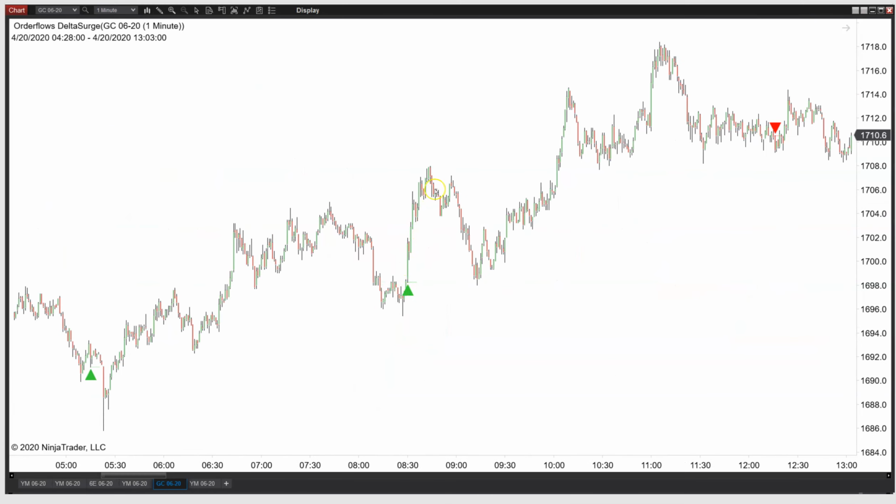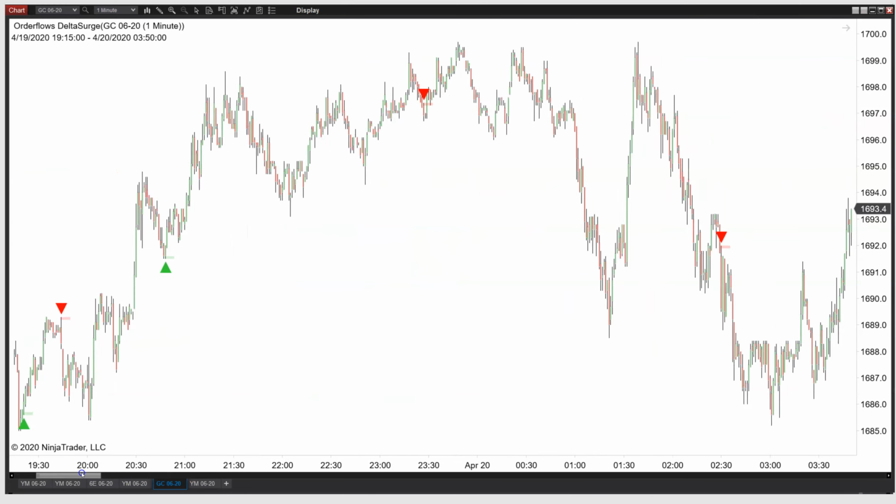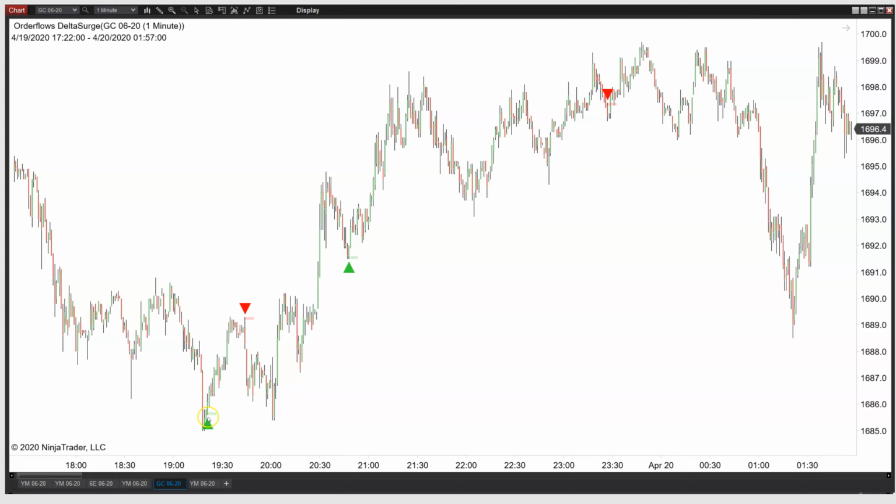Here's a nice one. Boom. It comes back. Where does it come back to? It comes back to the original area where the surge was occurring. Then it continued on its move back up. Here there's a nice buy to a sell, moving back up to another buy.